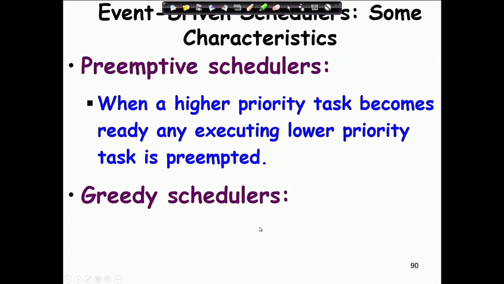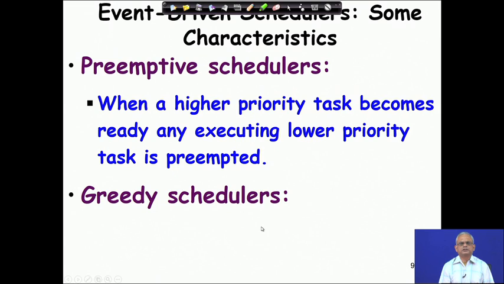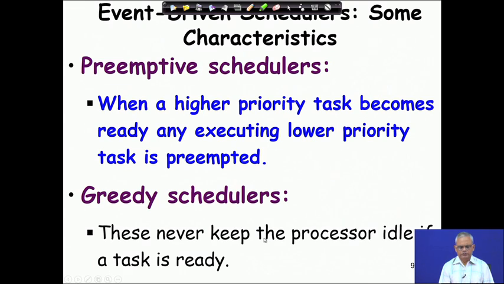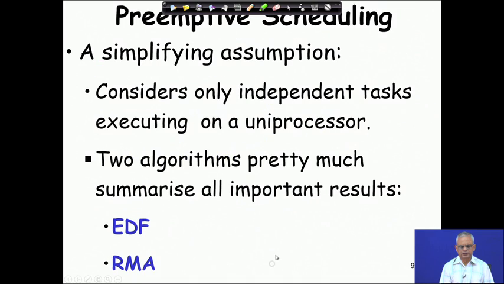These are also called greedy schedulers. These are greedy schedulers because whenever a task completes, it takes up the tasks that are waiting, and it never tries to leave the processor unutilized. So, the processor is never idle if there is a task that is ready. That is why these are called a greedy class of schedulers.